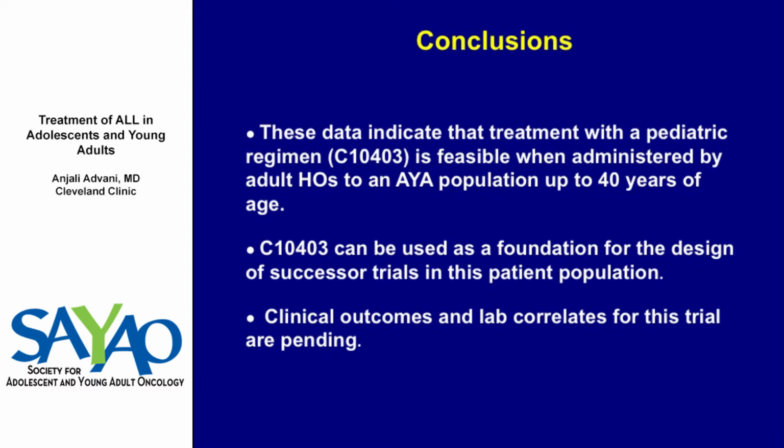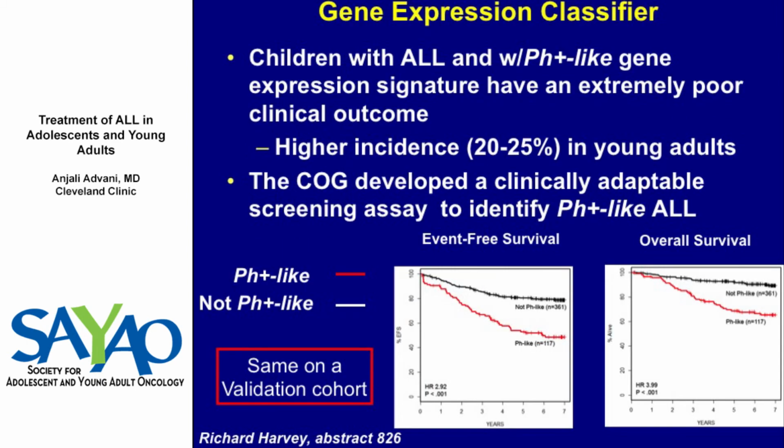And so I think these data indicate that treatment with a pediatric regimen is feasible when administered by adult hematologist oncologists to an AYA population up to 40 years of age. Again, it would be nice to have a larger sample size for those older patients. And the hope is that this regimen can be used as a foundation for the design of successor trials in this patient population. The clinical outcomes and lab correlates for this trial are currently pending.